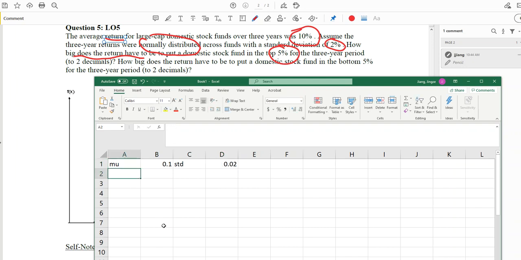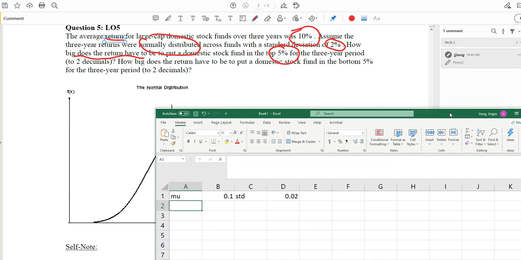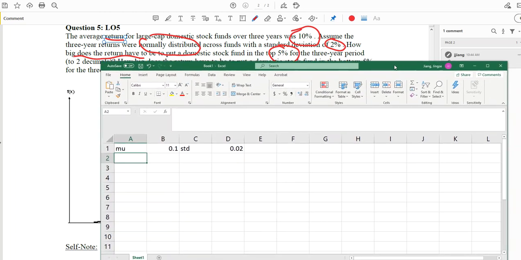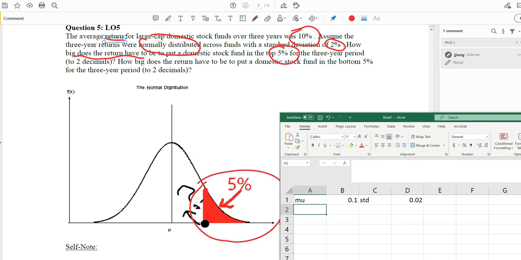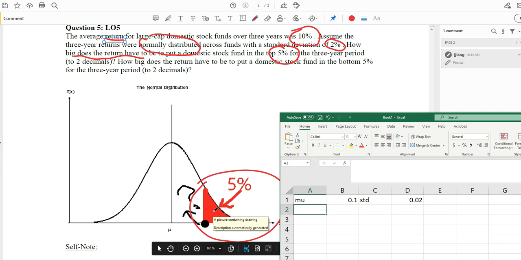Now, what formula are we using? First of all, we are calculating the stock in the top 5%. As you can see, here is the upper corner. As I mentioned many times, when we look at the regular calculation, Excel won't be able to calculate the value on the right-hand side, the top tail of the normal distribution.